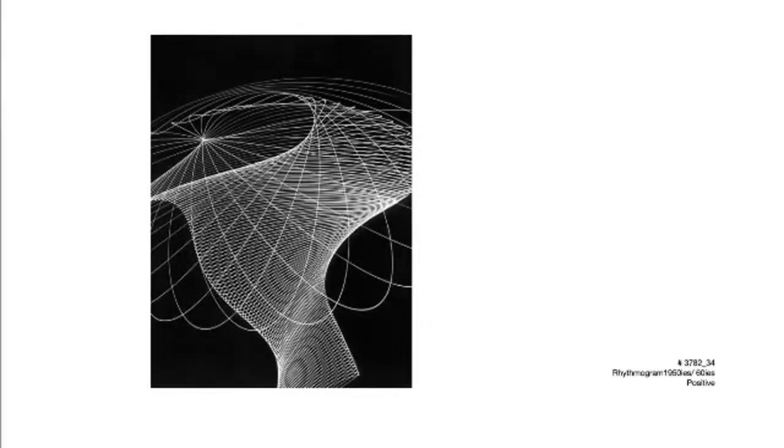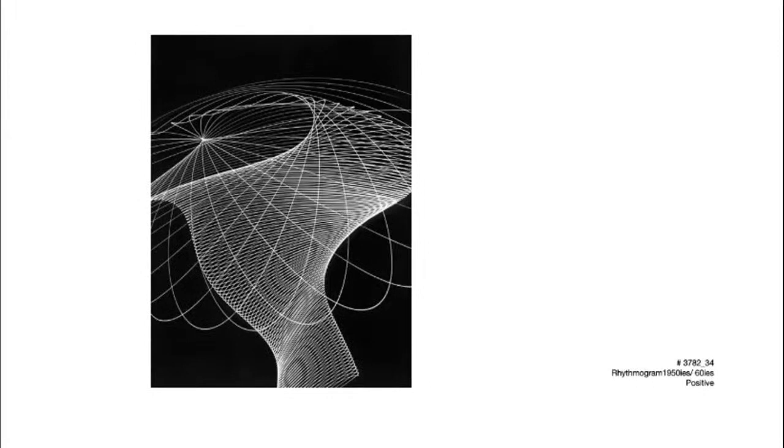So I'm going now through like 15 different rhythmograms, describe them a little bit. I sorted them by archive numbers. So the early ones we see first and the later ones later. And there's a certain development in them, which I would also describe.